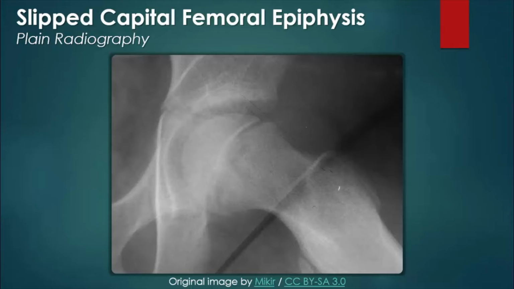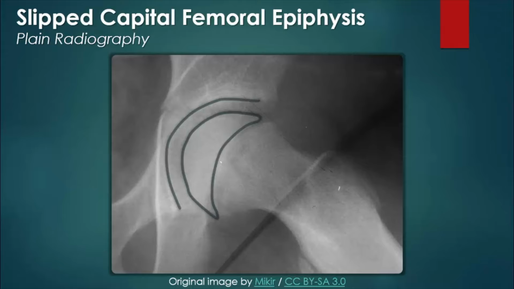Slipped capital femoral epiphysis is actually a misnomer. As seen in this image, the femoral epiphysis is located in the normal position within the acetabulum. The pathology, in fact, usually involves slippage of the femoral head at the metaphysis. Focusing on the proximal femur distal to the growth plate, we can see that the femoral neck is displaced superiorly. This in turn makes the epiphysis look like it has slipped inferiorly.